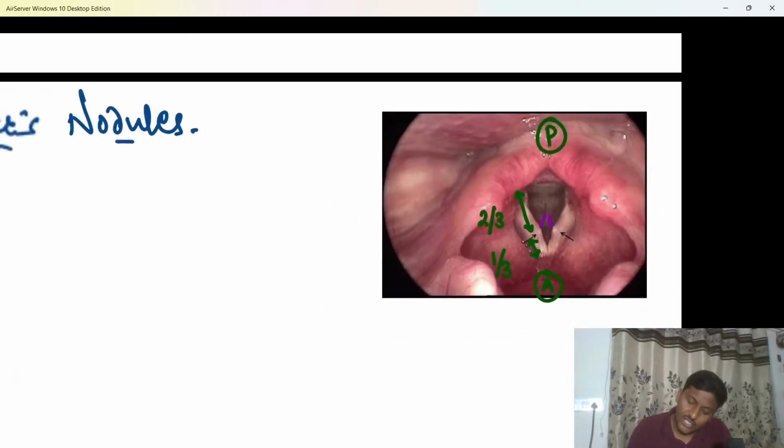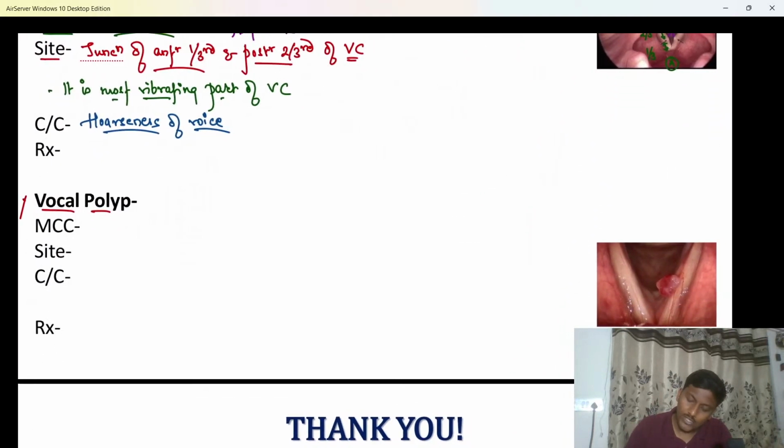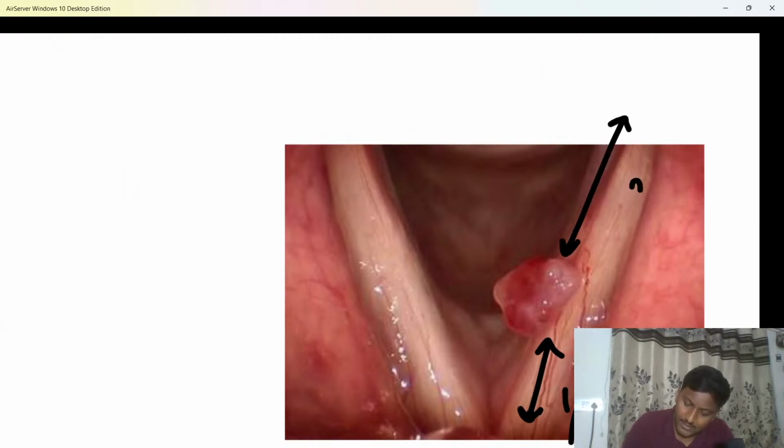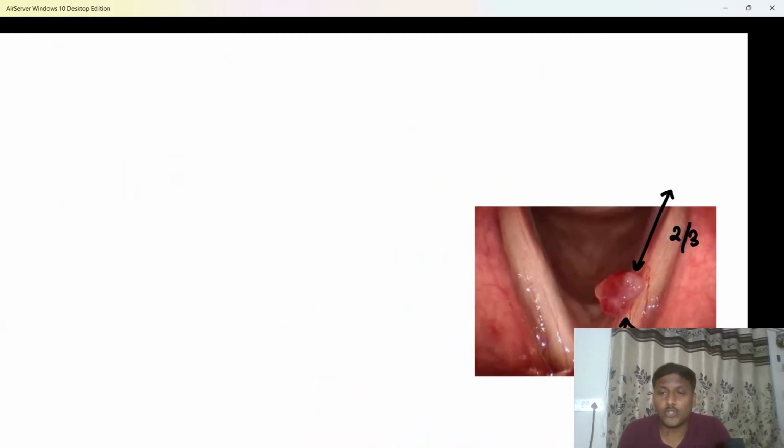But how to differentiate it from another condition, which is known as vocal polyp? Yes, can you see? This condition is also at the same point, the same junction of the anterior 1/3 and the posterior 2/3 of the vocal cord, beta. It is also at the same site on the vocal cord. The most common cause for this condition is also vocal abuse, beta: shouting, screaming, talking too much.